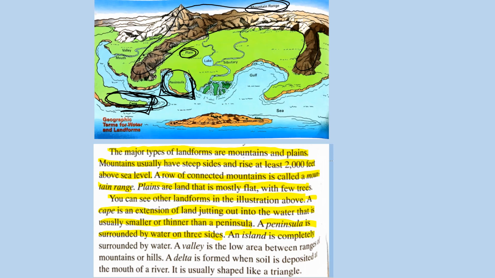An island is completely surrounded by water. And of course, the island is down here. This is our island, completely surrounded by water. A valley is a low area between ranges of mountains or hills. And a valley is up here. Here's my hills, here's my mountains, and in between them is a valley.